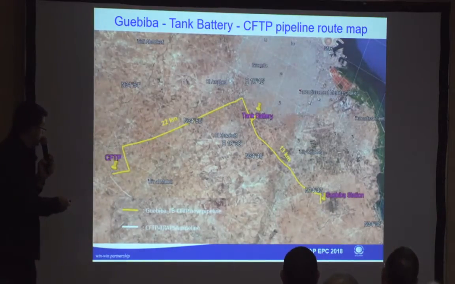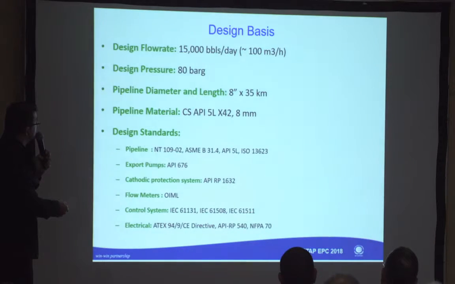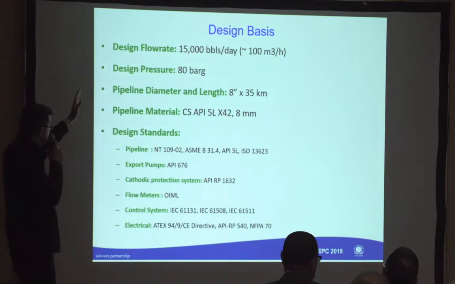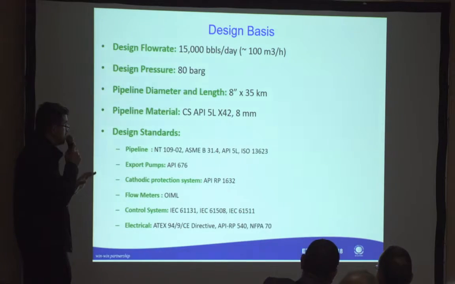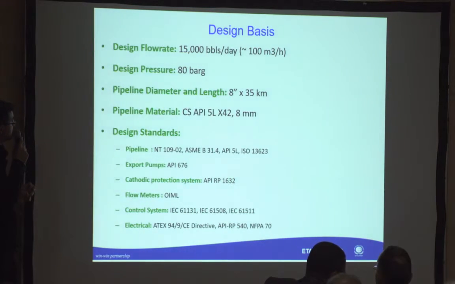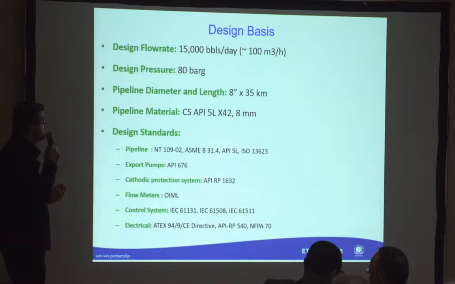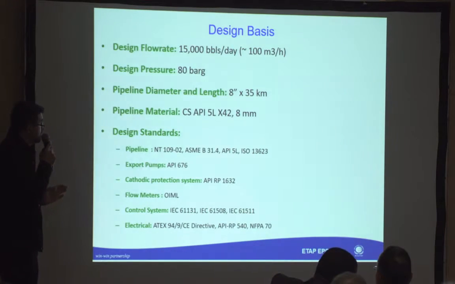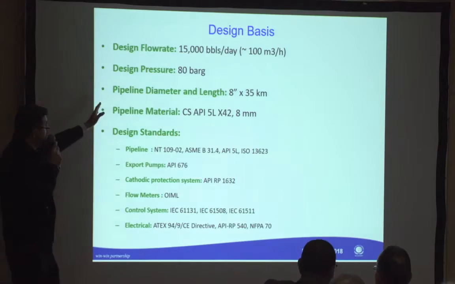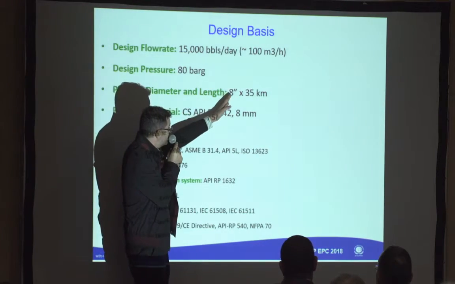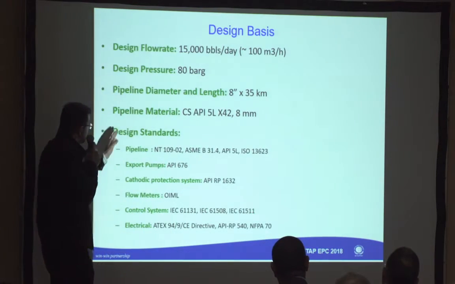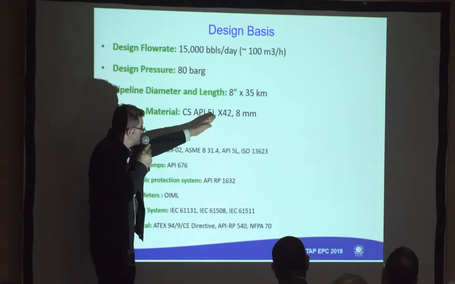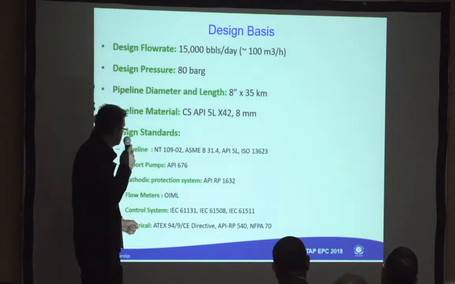We will see now the design basis of this pipeline. This pipeline was designed for a flow rate of 15,000 barrels per day, which is approximately 100 cubic meters per hour of oil. The design pressure is 80 bars. It was hydro-tested to 100 bars. The pipeline diameter is 8 inch, and the length is 35 kilometers. The material is carbon steel API 5L X42, 8 millimeters, schedule 40.